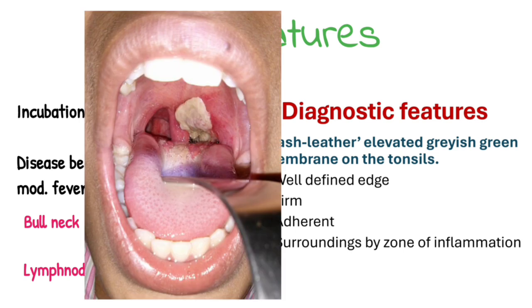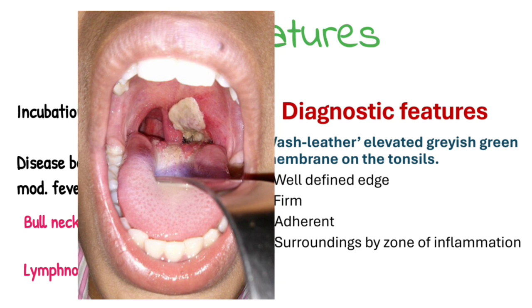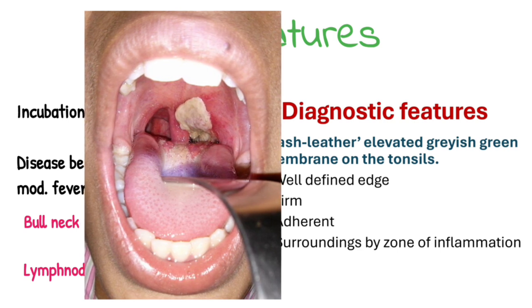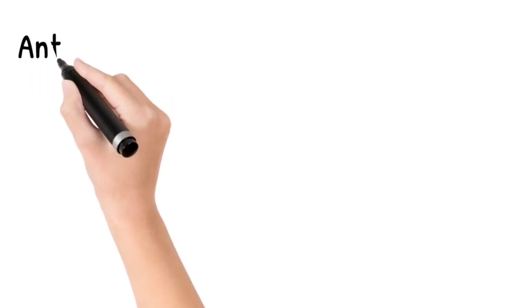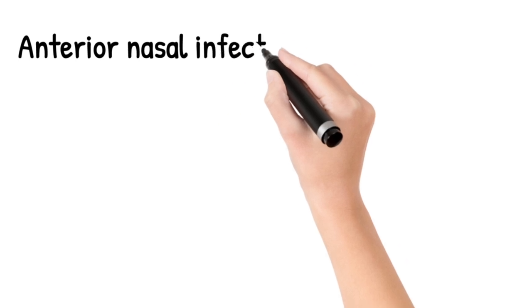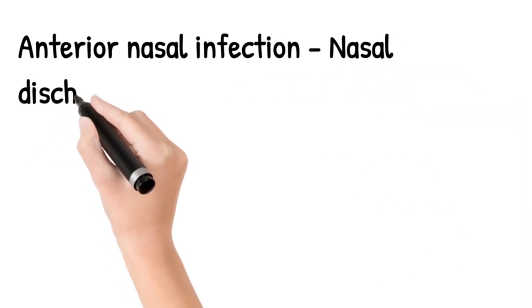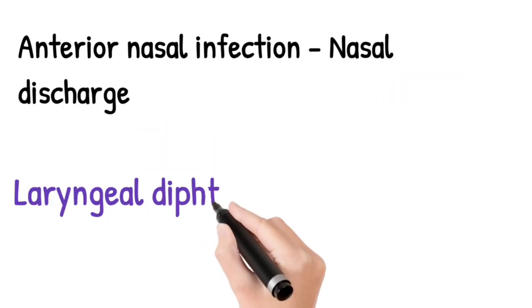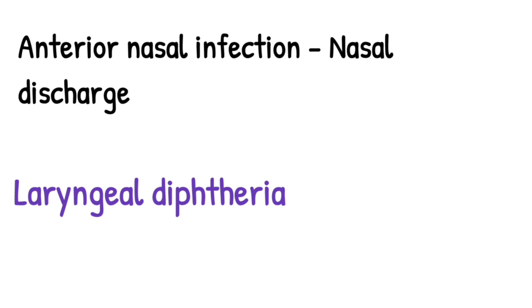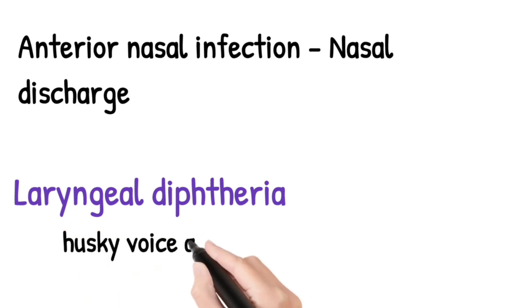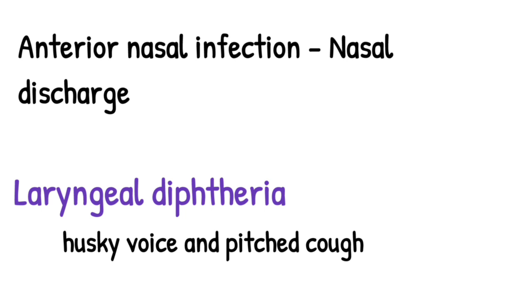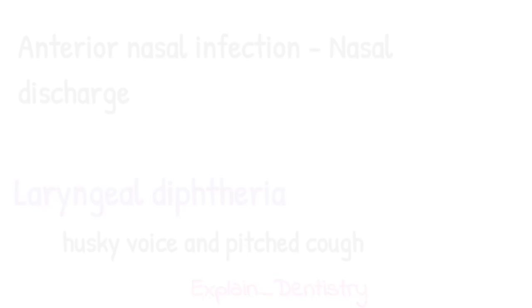Diagnostic feature: a vast, leathery, elevated, grayish-green membrane on the tonsils with well-defined edges, adherent, and surrounded by a zone of inflammation, as seen in the diagram. Anterior nasal infection causes nasal discharge, and laryngeal diphtheria gives signs like a hockey face and a pitched cough. These are the important features by which you can identify diphtheria.